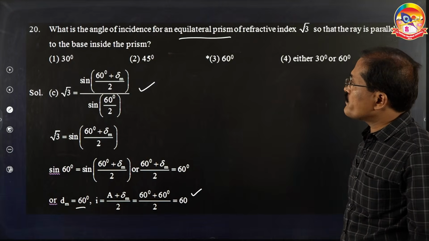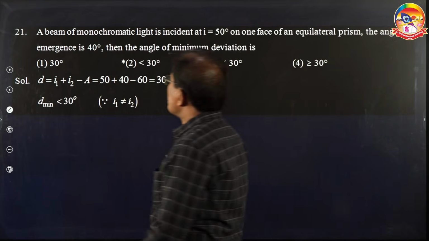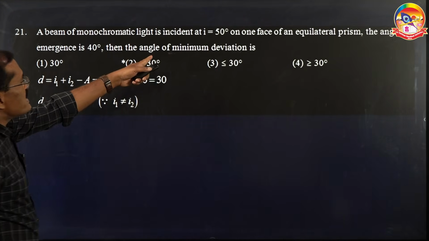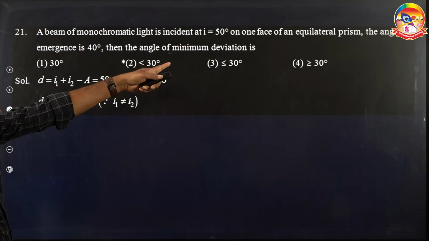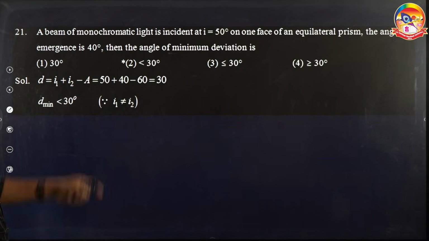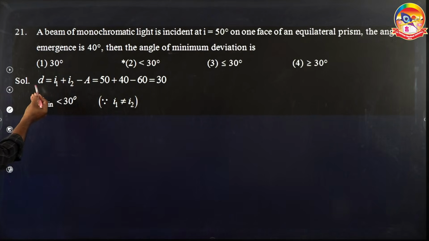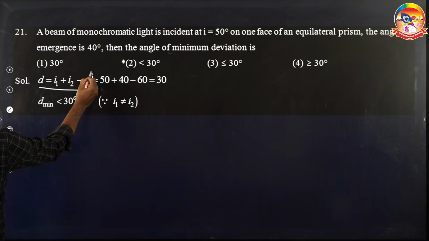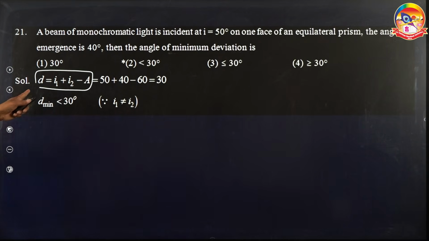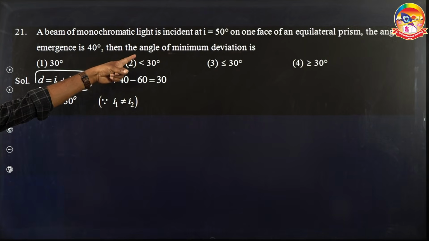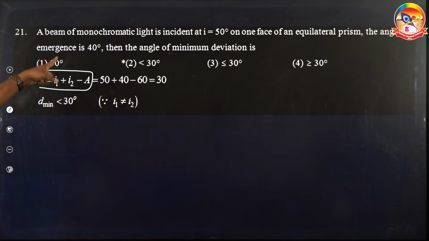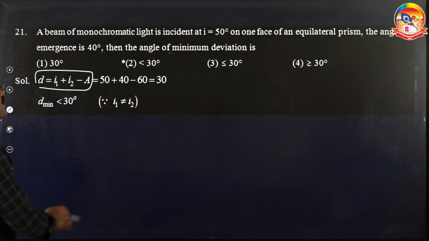You can substitute. Next, this is also the same thing. A beam of monochromatic light is incident at an angle of 50 degrees on one face of the prism and the angle of emergence is 40. The angle of minimum deviation is equal to how much here? Basically in this case, deviation is equal to I1 plus I2 minus A, and we substituted, children, I is equal to that and the angle of emergence is given as that, and from this deviation is equal to 30.